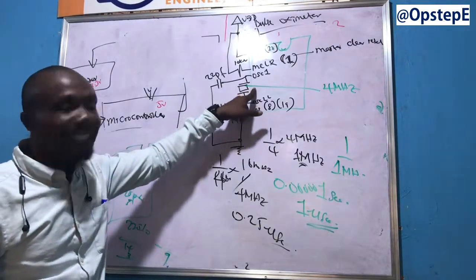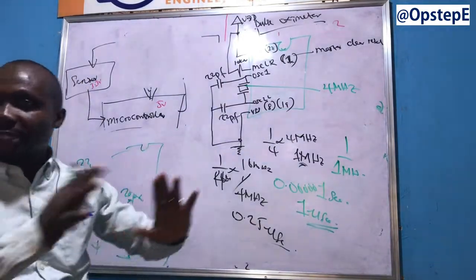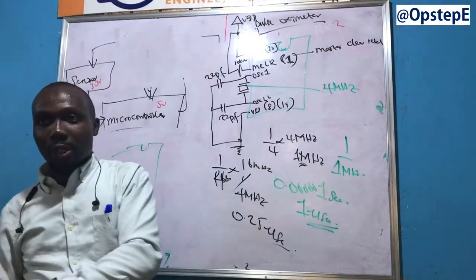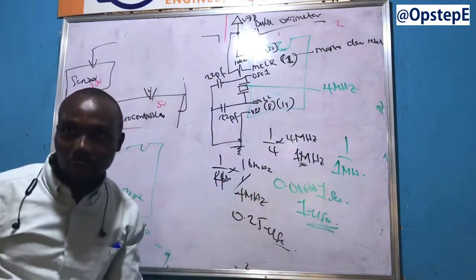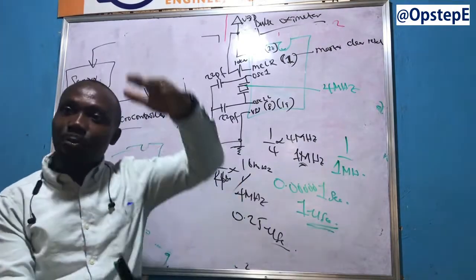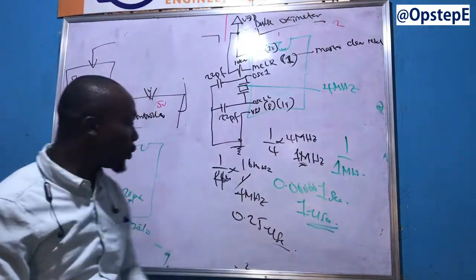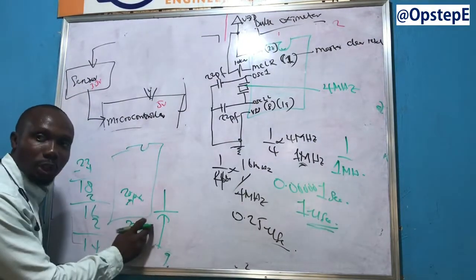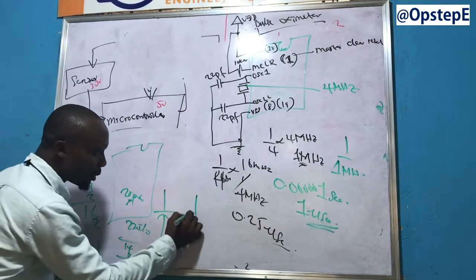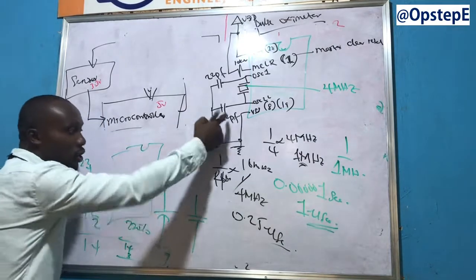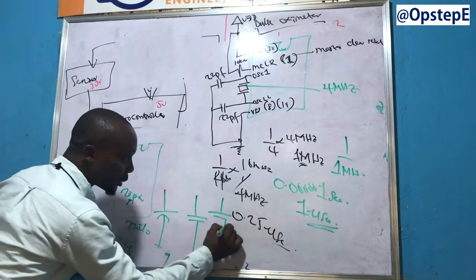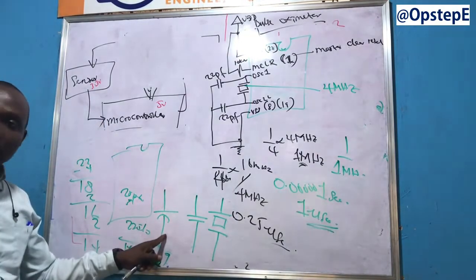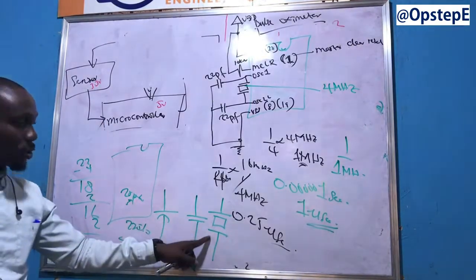Both the ceramic capacitors and the crystal oscillator are examples of non-polarized capacitors. There are two types of capacitors, polarized and non-polarized. The polarized are the electrolytic or the tantalum, those that are positive and negative. While I was drawing them, I would have drawn those ones like this: electrolytic. For the ceramic, it would have been this. For the crystal oscillator, it would have been this. So note the difference: electrolytic, ceramic, crystal oscillator.